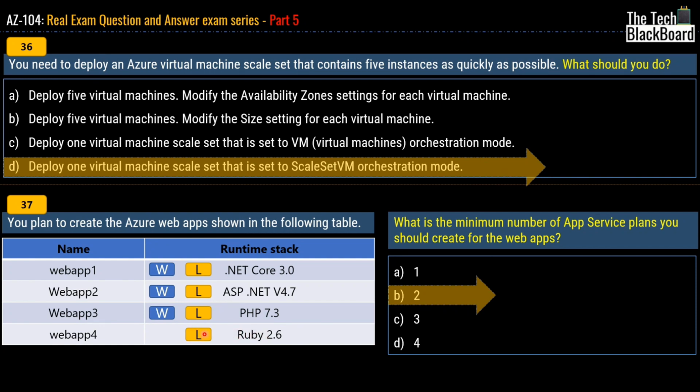If you read about app service plans, you will know that you will always need a different app service plan for an operating system. You cannot use the same app service plan to run both Windows and Linux. So at the minimum, we would need one app service plan for the Windows-based web apps and one app service plan for the Linux-based web apps. That's the reason I chose 2 as the minimum number of app service plans needed here.